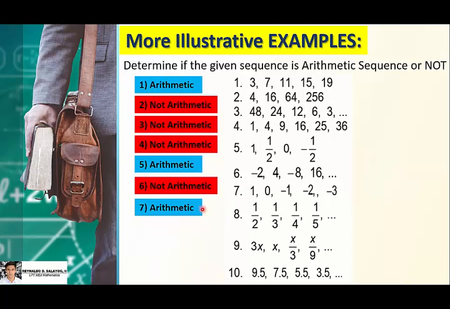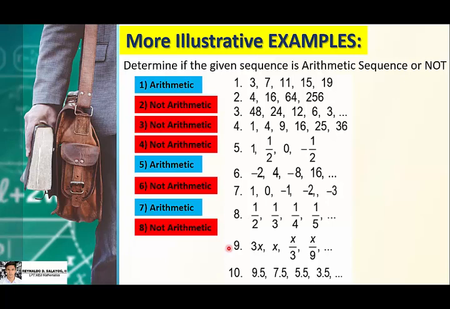Let's move on to item number 8. So we have 1/2, 1/3, 1/4, and 1/5. In this case, as what you observe, obviously the difference between 1/3 and 1/2 is not actually equal to the difference of 1/4 and 1/3. It is very obvious. Since that is the case, then we conclude that item 8 is not an arithmetic sequence.